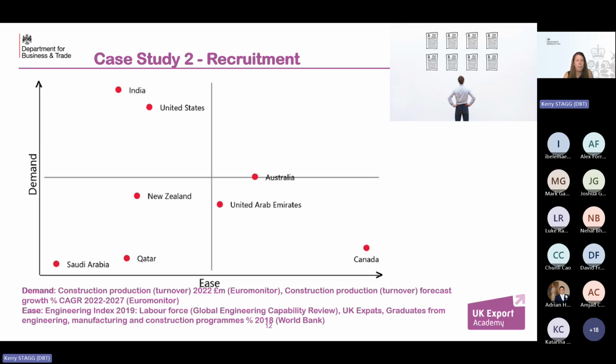So we've got quite a spread really, in terms of India and the United States coming out highest in terms of demand. So around the construction industry, they were the ones showing the most potential. You've got Canada right down there at the bottom. It's not the smallest market, but its forecast growth was not very attractive. And Australia probably would be the one that we would pick out and say, actually, that looks like a good option, maybe to start with. So that was that one.